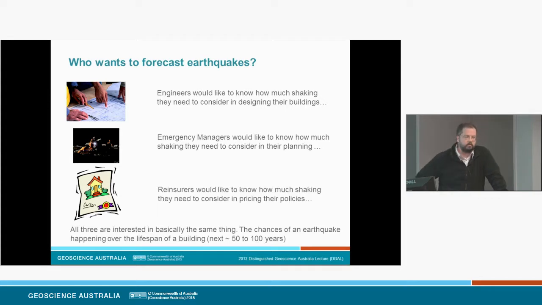All three are basically interested in the same kind of thing. They're interested in the likelihood of an earthquake within the next 50 to 100 years, which is a typical lifespan of a sort of building in Australia. Not all buildings, but most buildings. So that sort of time frame is really going to influence and control how we're going to put together the hazard map. We're interested in the likelihood of an earthquake over the next 50 years or so.